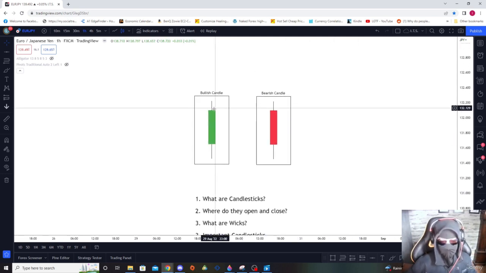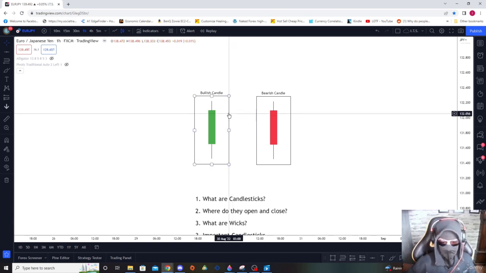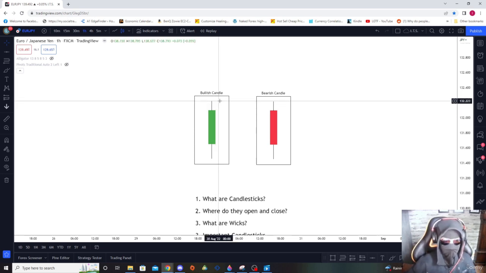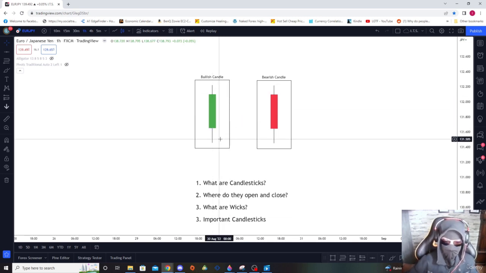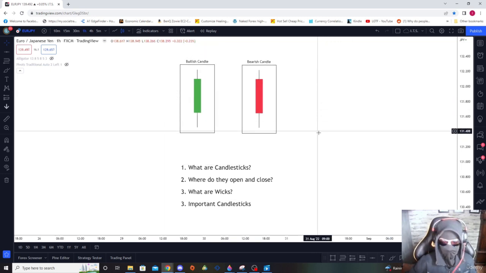So what are wicks? Wicks are just these lines on the top and bottom of the candles. They're on every candle, but some don't have them. They're the same for either a bullish candle or a bearish candle. The top wick shows the highest price that candle reached within that time frame, and the bottom wick shows the lowest price that it reached in that time frame. This is the same for every candle.